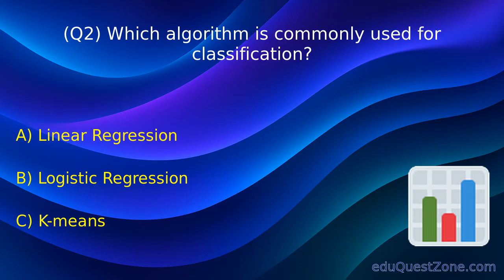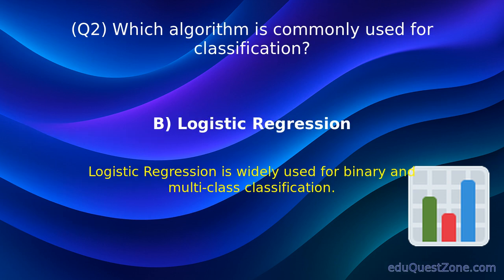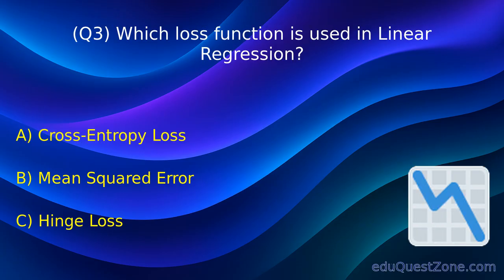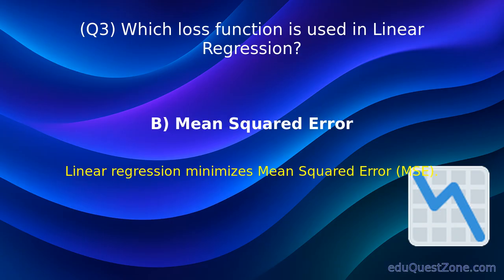Question 2. Which algorithm is commonly used for classification? Option B. Logistic regression. Logistic regression is widely used for classification tasks. Question 3. Which loss function is used in linear regression? Option B. Mean squared error. Linear regression uses mean squared error as the loss.